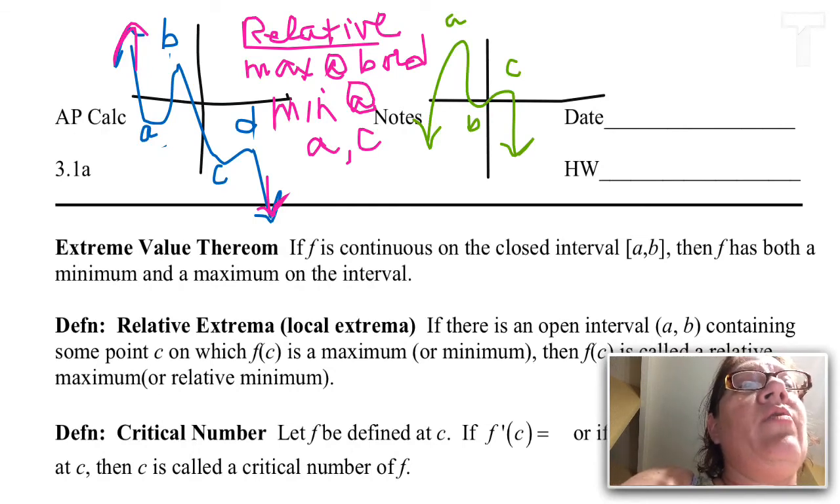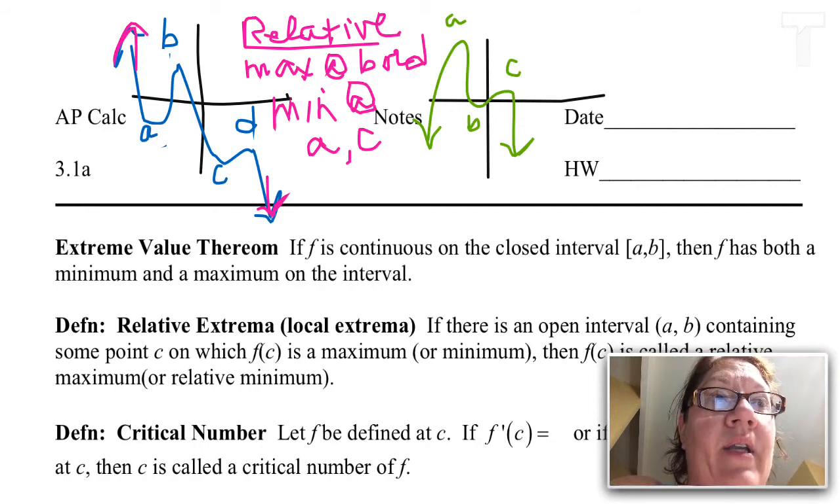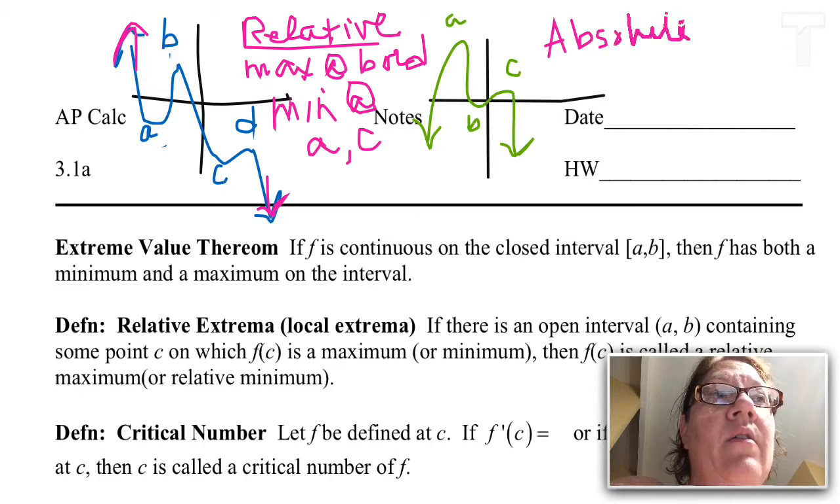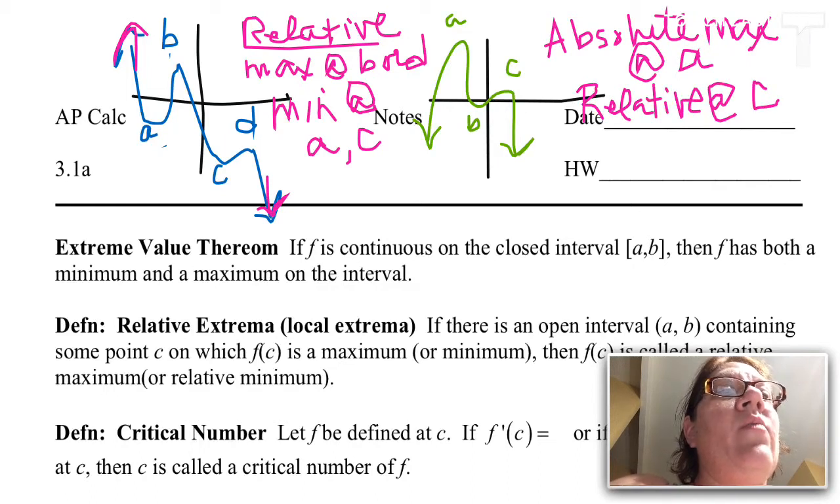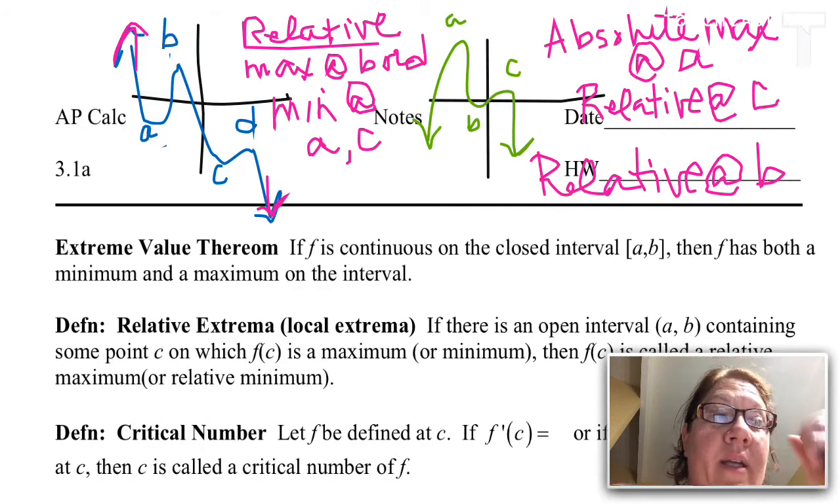Versus the graph that I have on the green, since now the arrows are both pointing down, I actually have an absolute max at A, and I have a relative max at C, so still have a relative on this one, and then I have a relative min at B. And that's just to refresh your memory. I'm sure that you remembered that, and so you're going, oh yeah, I remember all of that. Okay, so moving on to the new terms.